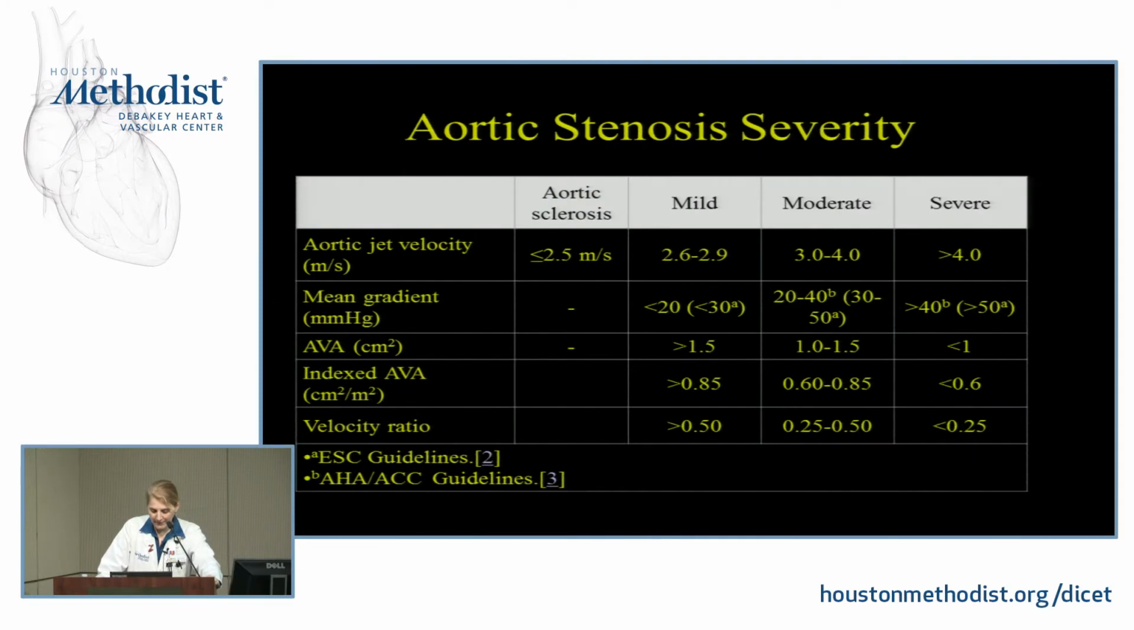So this is just based on AHA, ACC guidelines and ESC guidelines for aortic stenosis severity. You can see that they're a little bit different, but they're generally in the same ballpark. And I think the one that I find the most useful is that velocity ratio. It really helps you when everything is all discrepant and you're trying to figure out, well, is this severe or is this moderate? That velocity ratio really helps you in determining whether or not it's severe.